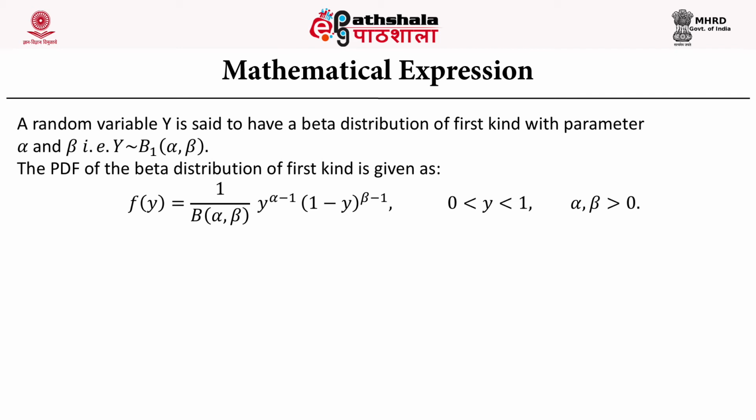The PDF of the beta distribution of the first kind is given as f(y) equal to 1 upon B(alpha, beta), times y to the power alpha minus 1, times (1 minus y) to the power beta minus 1, where y lies between 0 and 1 and alpha, beta are greater than 0.